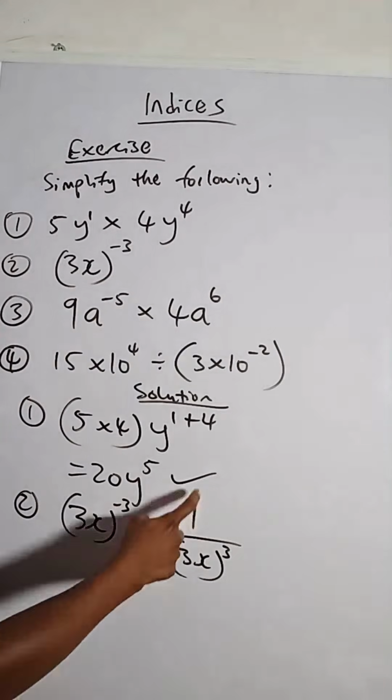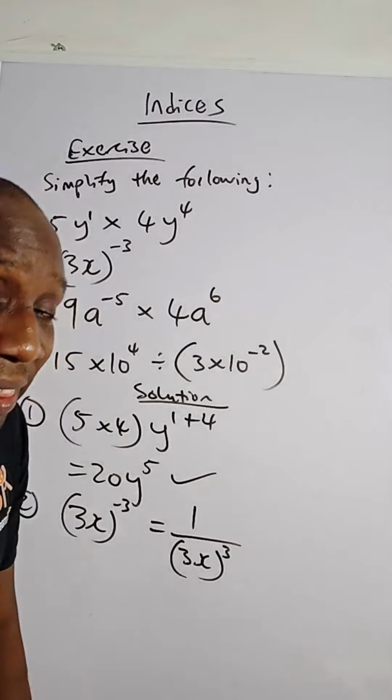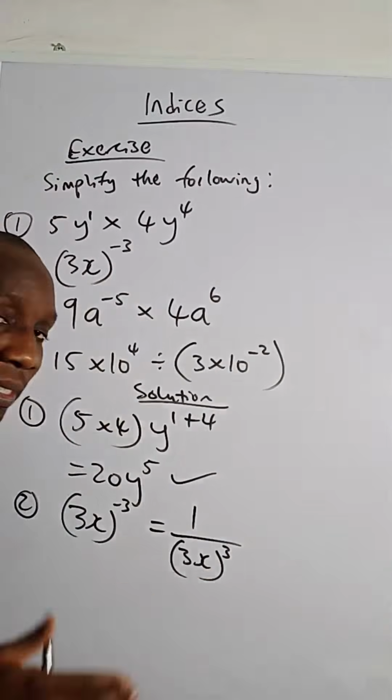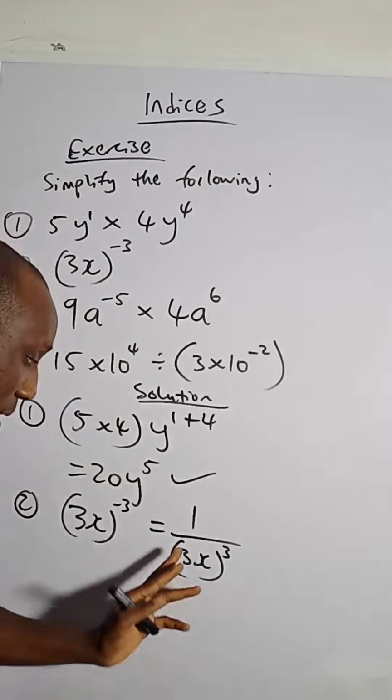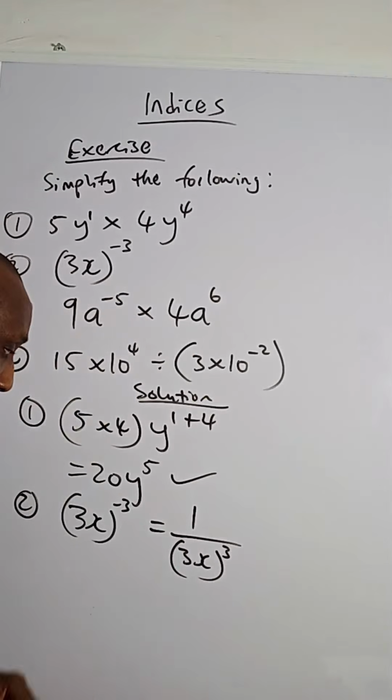Yes, this negative sign, 1 over. Okay, so now we're going to apply the power of a product rule. The power applies to 3x, which is a product, 3 times x in the bracket. So you distribute this exponent to 3 and x. So this will become what?